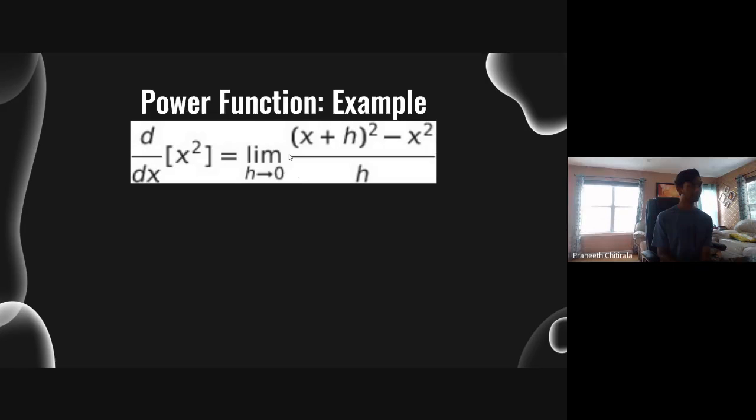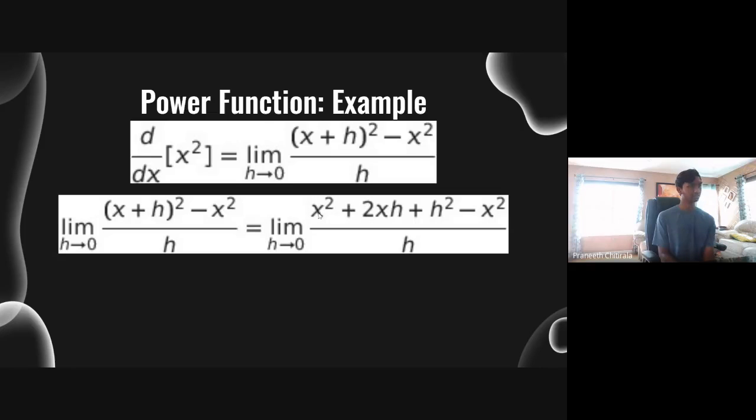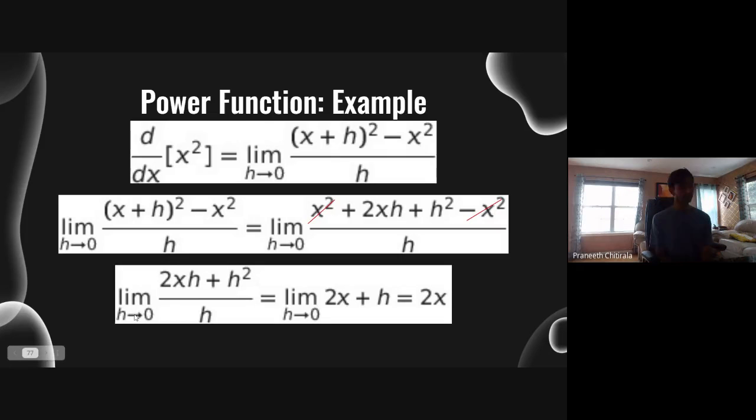So we have this limit here, the limit as h approaches 0 of x plus h squared minus x squared all over h. The x plus h squared can be easily determined. That's just equal to x squared plus 2xh plus h squared. And then you have this negative x squared here. Don't forget about that. So we can cancel those two terms right here. And then you're left with the limit as h approaches 0 of 2xh plus h squared all over h.